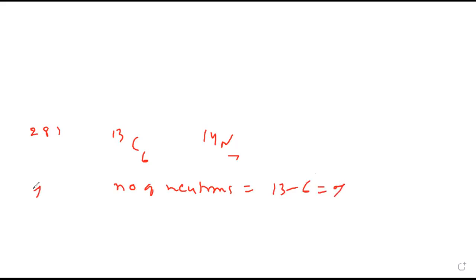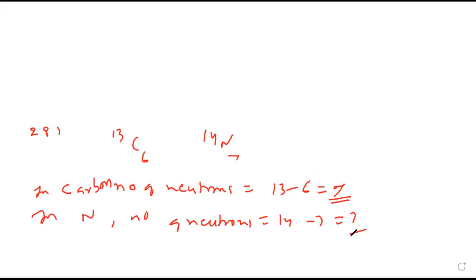The next one, nuclei 13C6 and 14N7 can be described as what? Now we cannot see, neither mass number nor atomic number is same. So isotope bhi nahi, isobar bhi nahi. Abhi neutron check karte hain. In first case, number of neutrons will be 13 minus 6, which is 7 in carbon. And in N, number of neutrons will be 14 minus 7, also 7. Number of neutrons same means they are isotones. So option A, they are isotones.